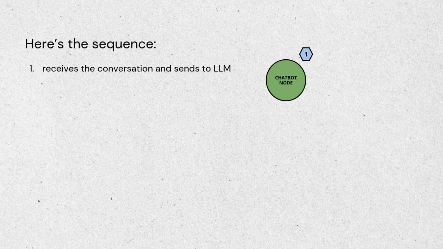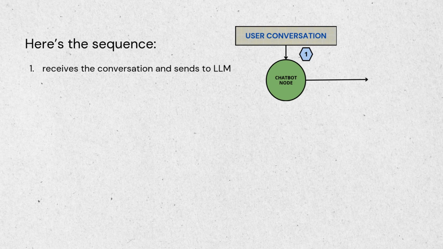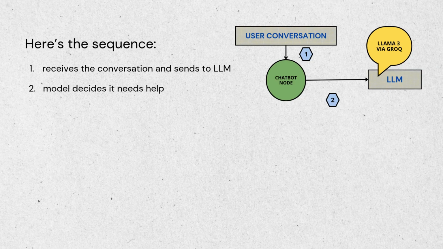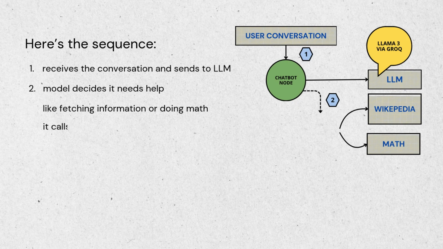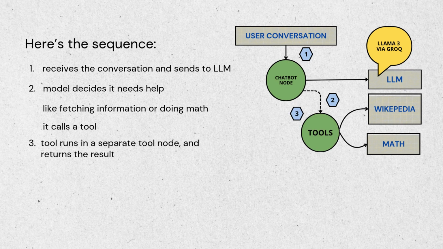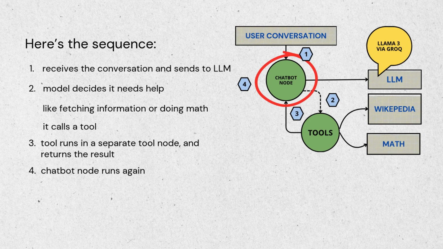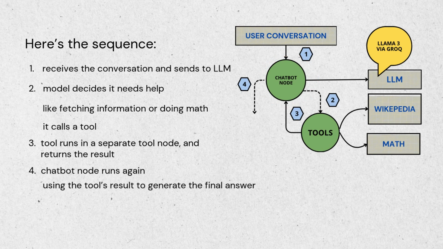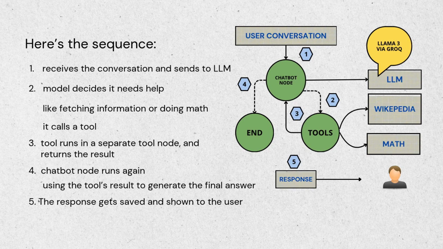Here's the sequence. 1. The chatbot node receives the conversation and sends it to a powerful LLM. We're using Llama 3 via Groq. 2. If the model decides it needs help, like fetching information or doing math, it calls a tool. 3. That tool runs in a separate tool node and returns the result. 4. Then the chatbot node runs again, this time using the tool's result to generate the final answer. 5. The response gets saved and shown to the user.